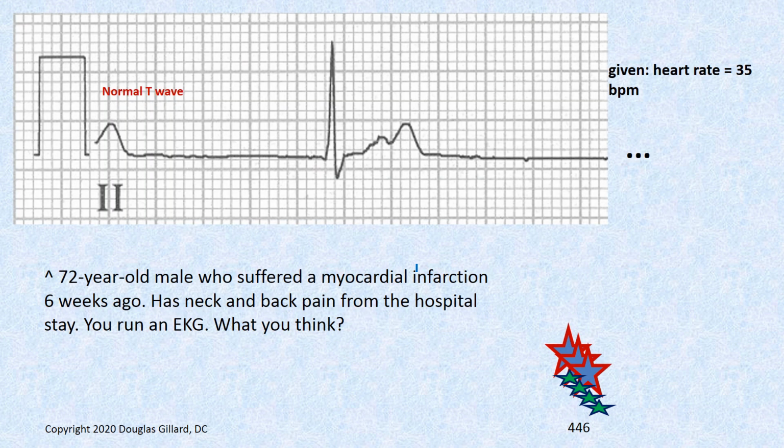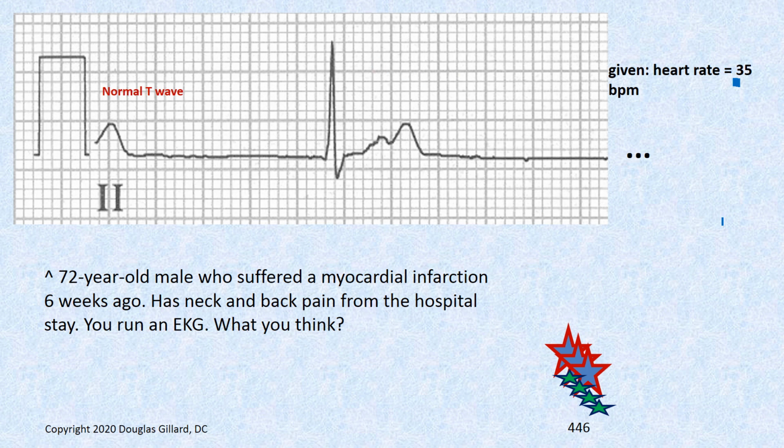Let's do another one. These are fun, aren't they? I didn't have the full tracing, but the same rhythm goes on and on. I'll give you the heart rate: 35 beats per minute. A 72-year-old suffered a myocardial infarction 6 weeks ago. He has neck and back pain from the hospital stay and laying around, so he's in for treatment. You think, I better run an EKG just to make sure. You run an EKG, and this is what you see, and this pattern goes on and on.